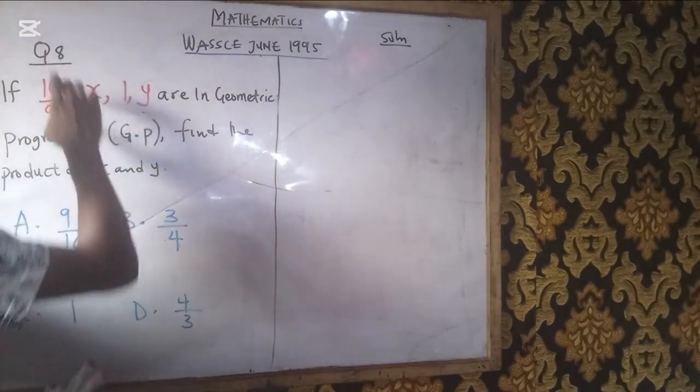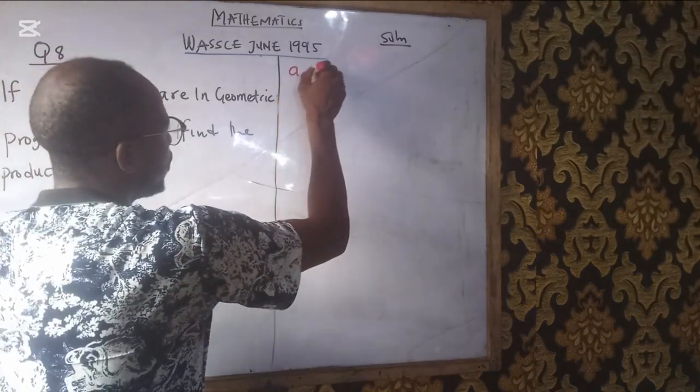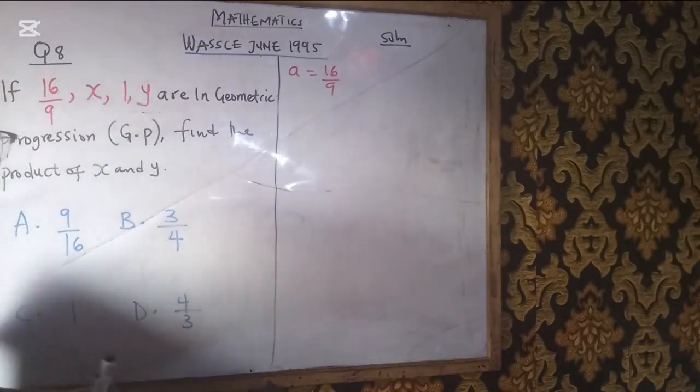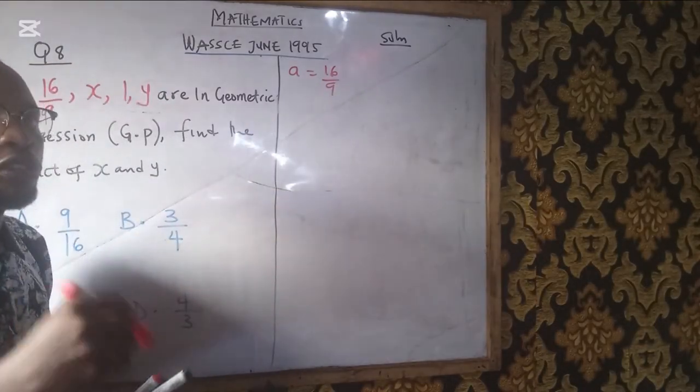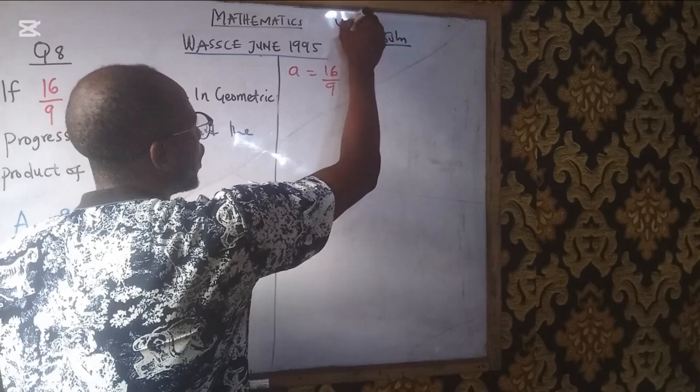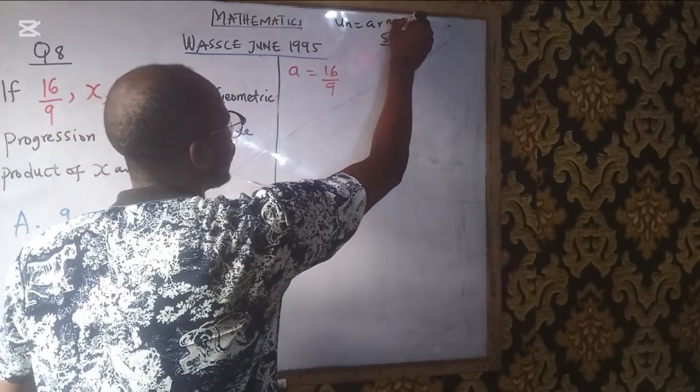So this is my first term, 16 over 9. And why did I just represent that as A? It is because of the formula. What's the formula for GP? The formula for GP is simply Un equals A R raised to the power of n minus 1.